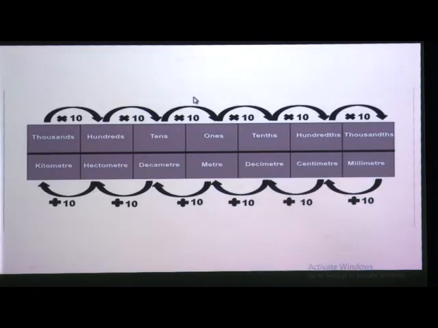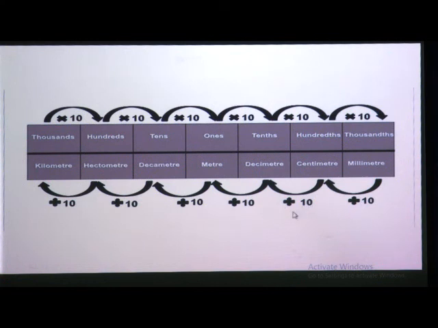Next we will see here: 1000, 100, tens, ones, tenths, hundredths, thousandths. Again it is written as kilometer, hectometer, decameter, meter, decimeter, centimeter and millimeter. Here kilometer is the highest unit, and the millimeter is the lowest standard unit. When we want to convert millimeter into meter, that is from a smaller unit to a larger unit, we have to divide.